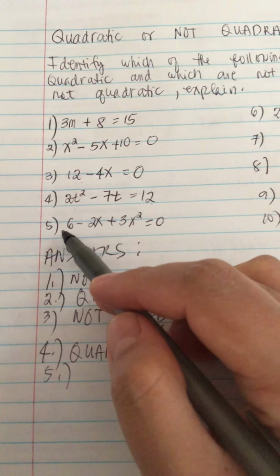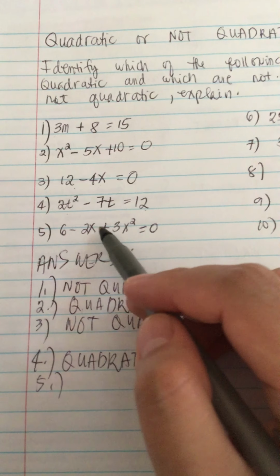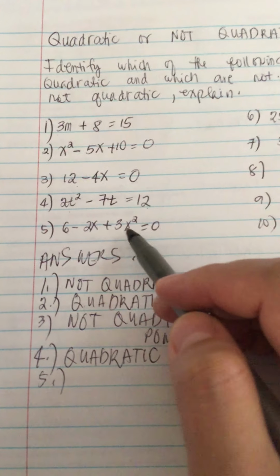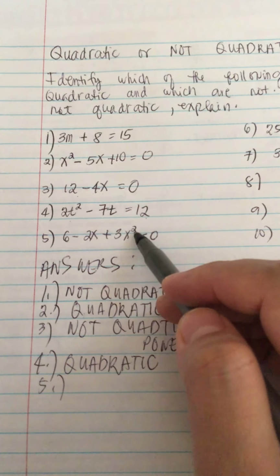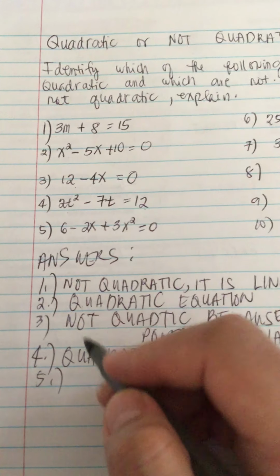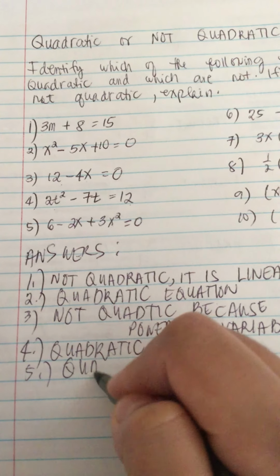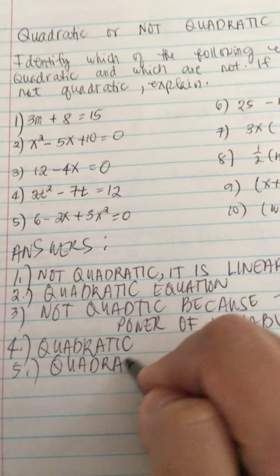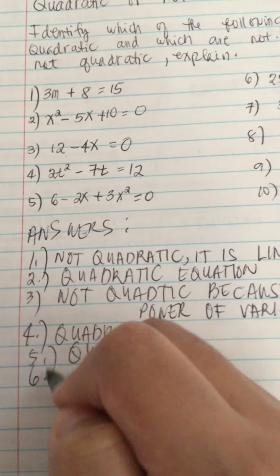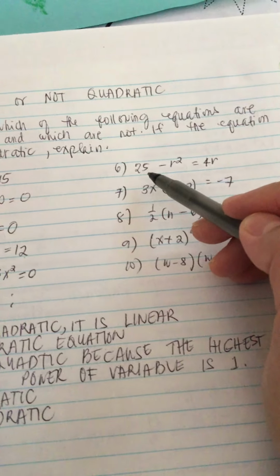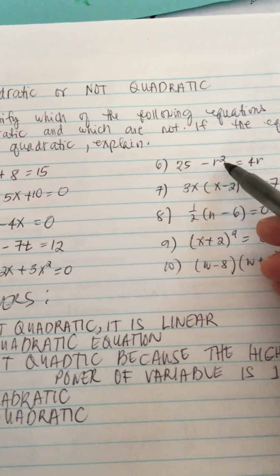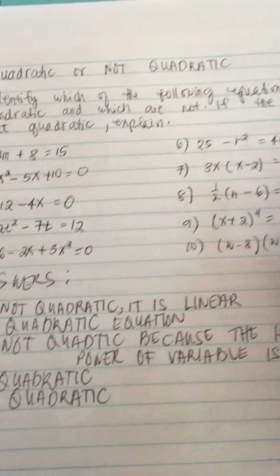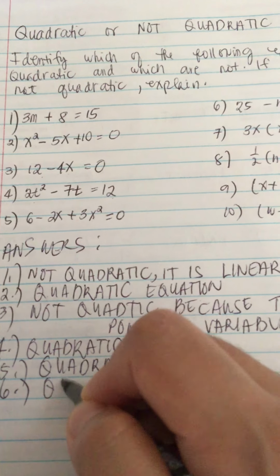Number 5, 6 minus 2x plus 3x squared equals 0. This is also a quadratic kasi itong x squared, the highest power of x is 2. So it is a quadratic. Number 6, 25 minus r squared is equal to 4r. This is also a quadratic kasi yung highest power of r is 2. So it is a quadratic.